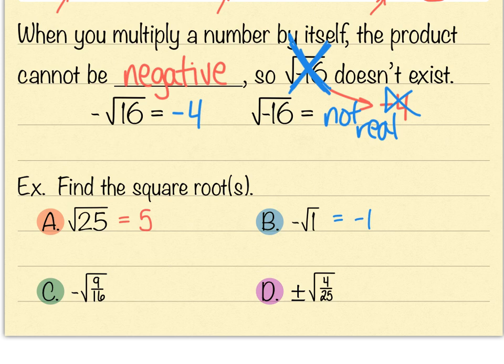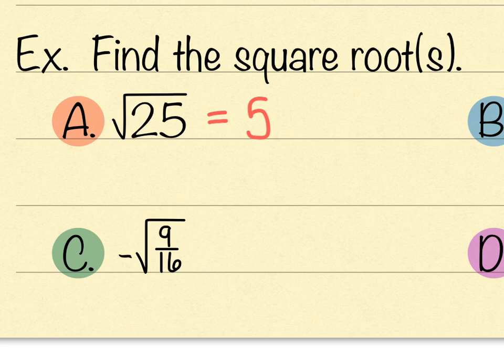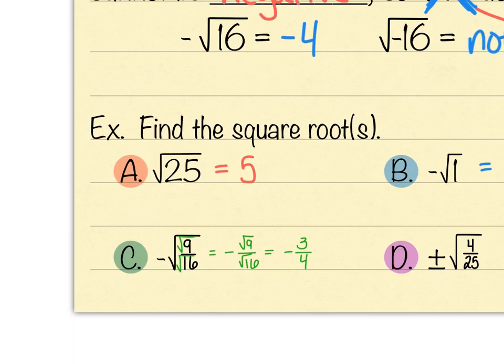Now, you can square root fractions as well, and when you square root fractions, what you actually do is you're square rooting the numerator, and then you're square rooting the denominator separately. So the negative square root of 9/16 is actually the same as negative square root of 9 over square root of 16. Now the square root of 9 is 3, and the square root of 16 is 4. So you just square root the numerator and the denominator, and we're going to get negative 3/4 for this one.